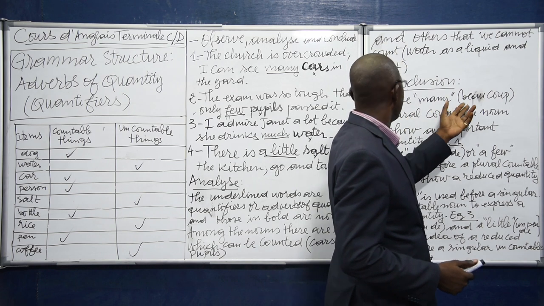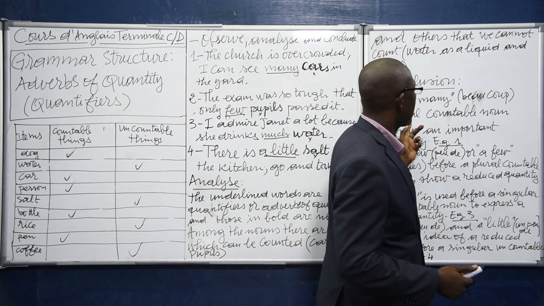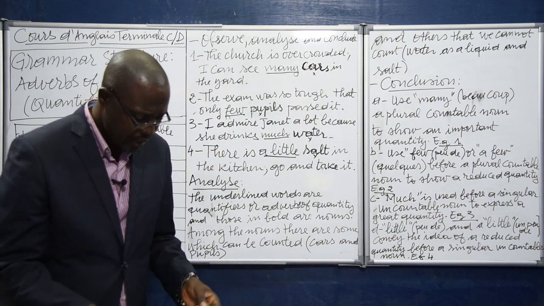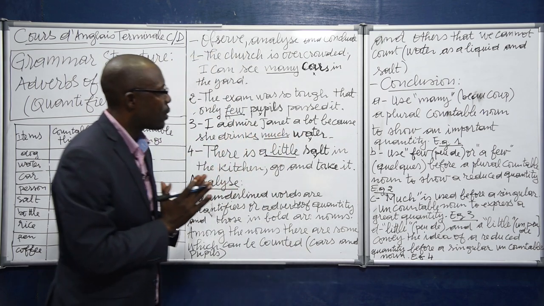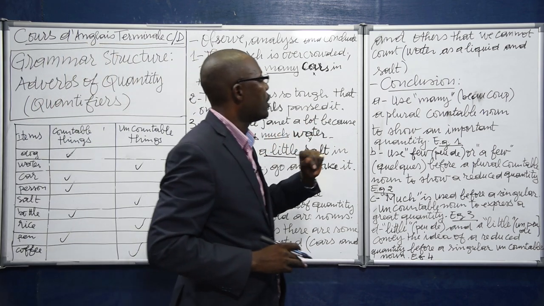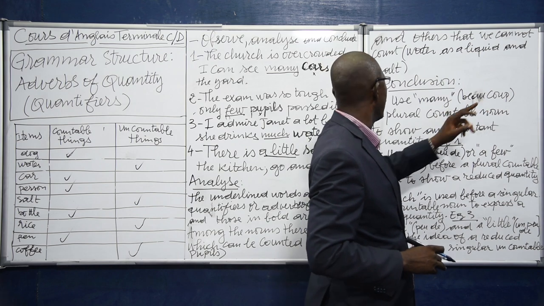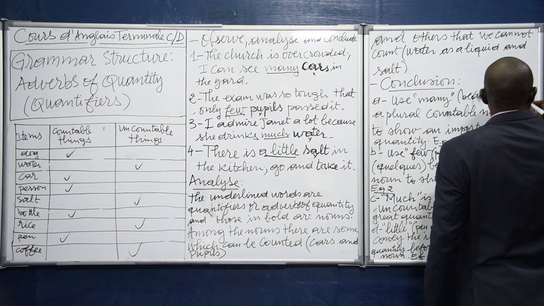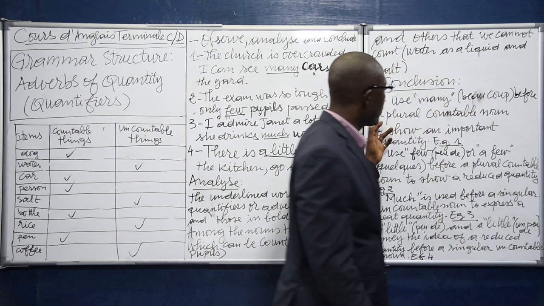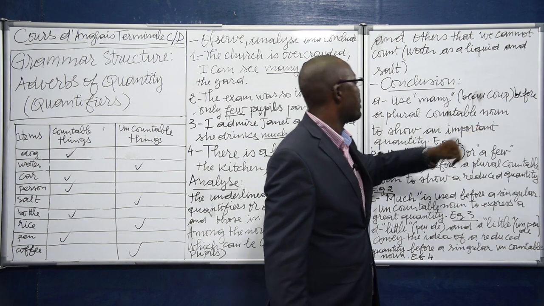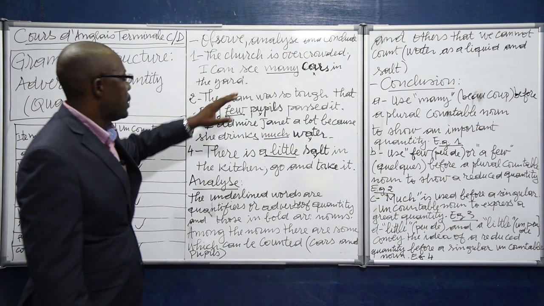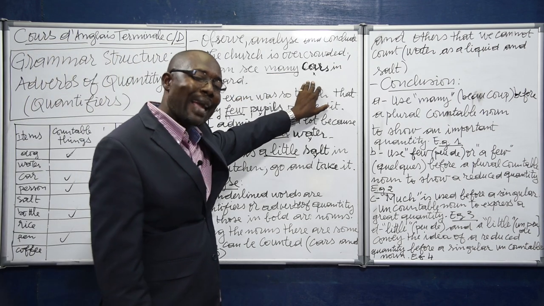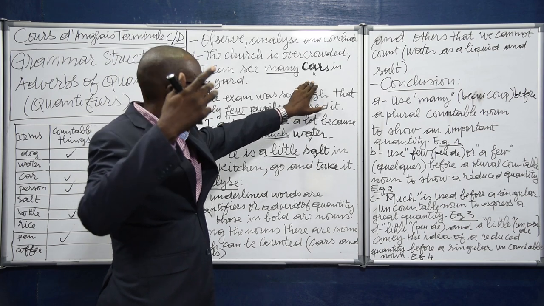We use many, which means beaucoup, before a plural countable noun. Is it like that? Excuse me, let me check. As we say, to draw our conclusion here, we use many, that means beaucoup, before a plural countable noun. You see here in example one, many cars. We can count cars: one car, two cars, three cars.